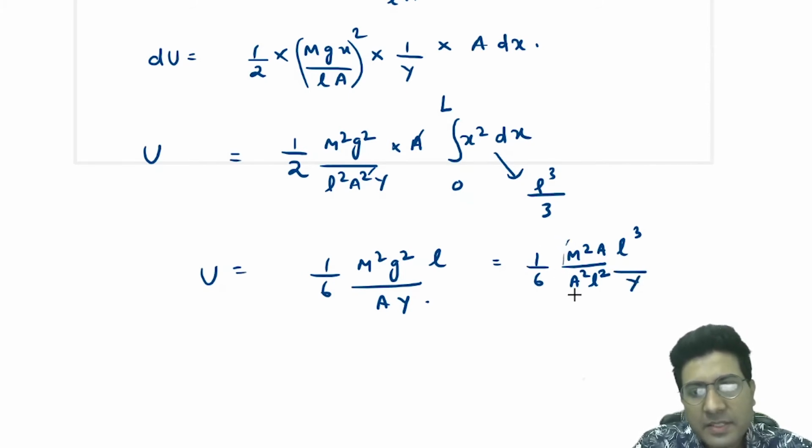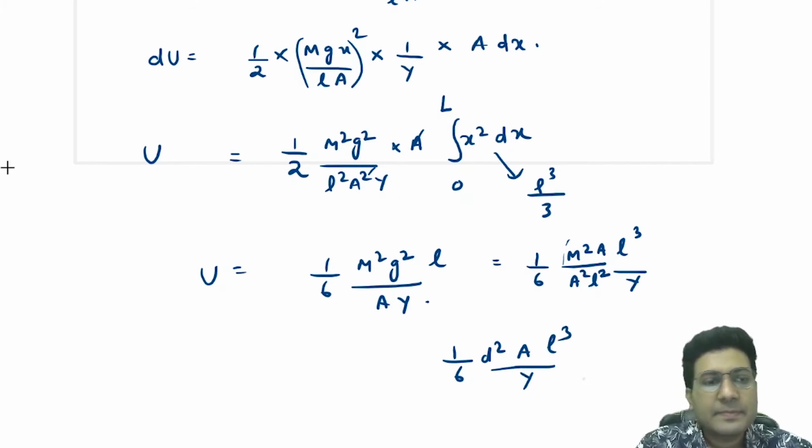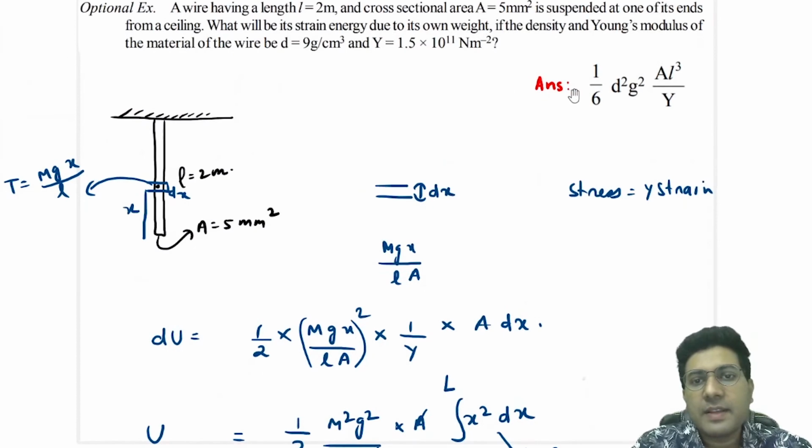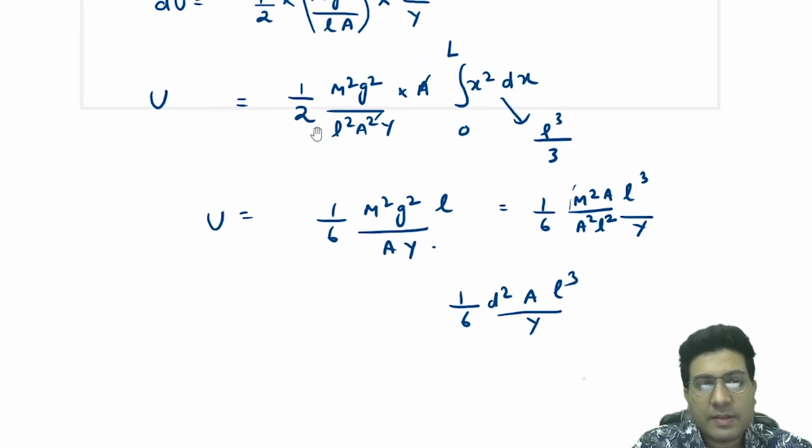Now this term is D square. Okay, so you will write 1 by 6 D square A L cube by Y, right? So 1 by 6, and there is one g square also. Yes, there is one g square also.